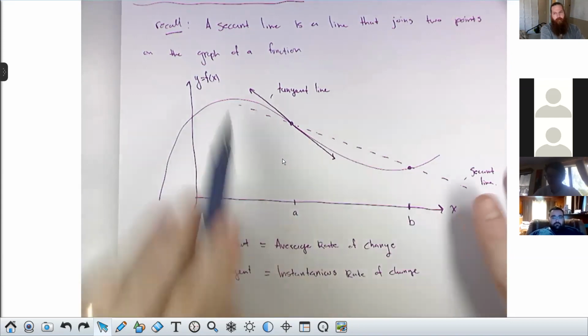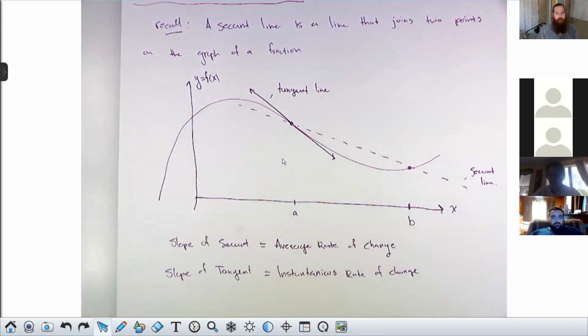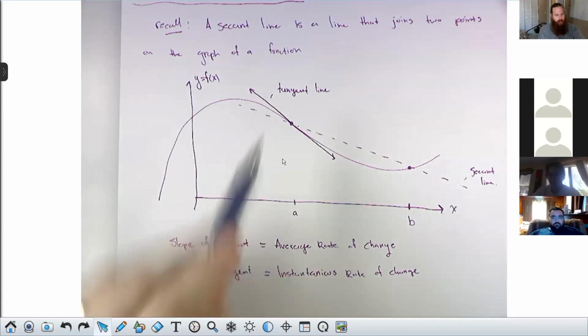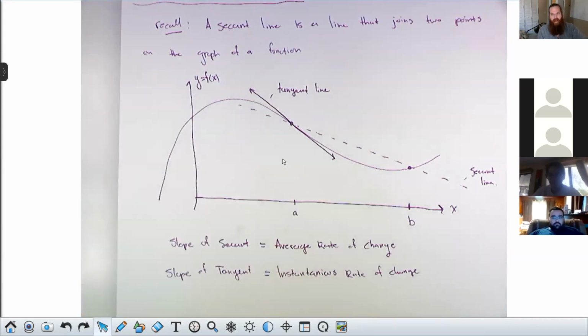So you can think about the slope of the secant as being like how fast you were going overall on that trip. What was your average speed? Sometimes you're going fast, sometimes you're going slow. And you can think of the tangent line's slope as telling you how fast you're going at any given moment. So like, what is your speedometer reading right at that moment?